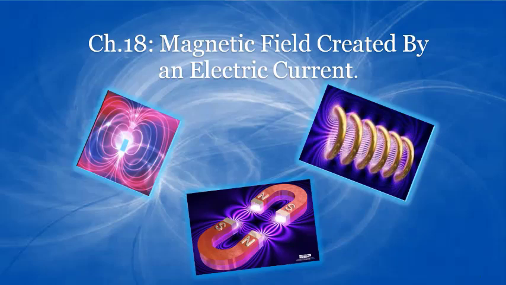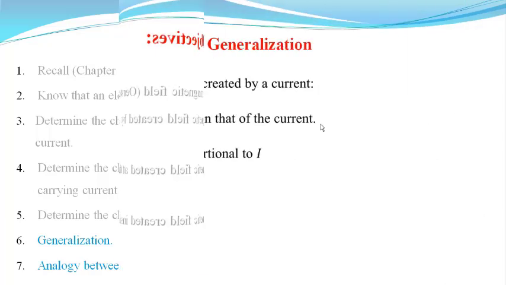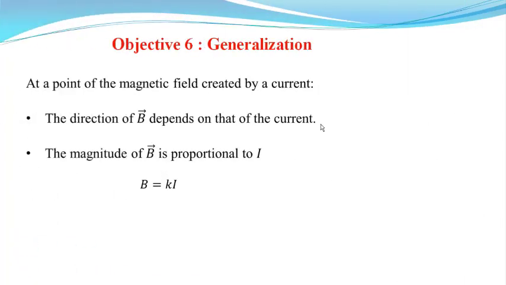We are still in chapter 18, magnetic field created by an electric current. In this part, we are going to make a generalization and to understand the analogy between the magnets and the coil. Now we will start with generalization.